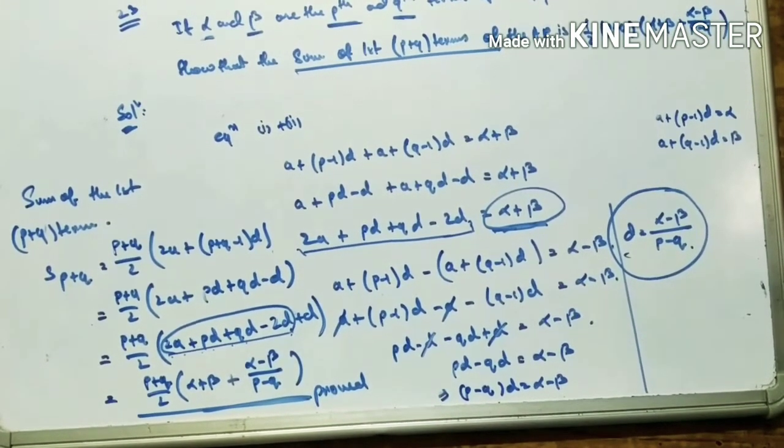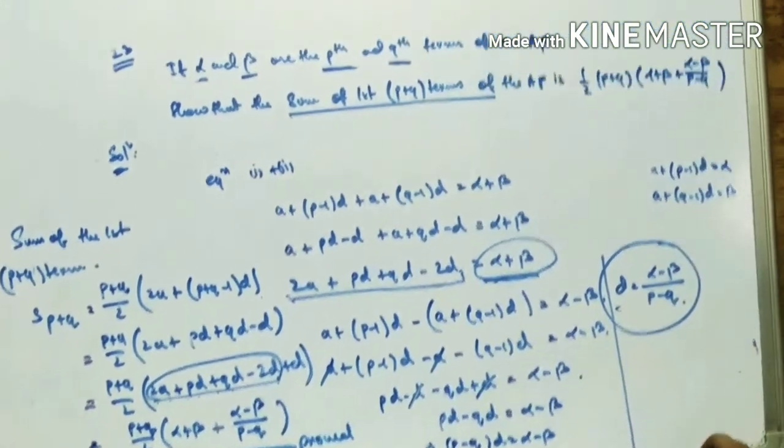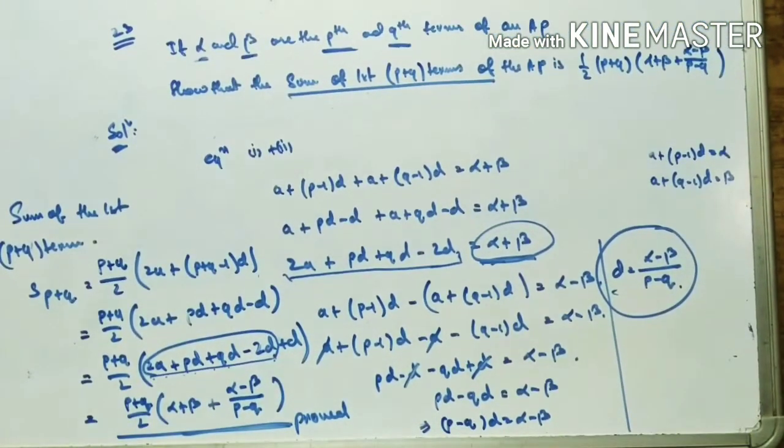So the problem sum, you look there at the solution nicely. It is easy there. If you have understood, it is very easy there. First of all, what I will have to find, first of all, it is given to me that alpha and beta are the pth and qth terms of an AP. I have to show that the sum of the first P plus Q terms of an AP is half (P plus Q) into (alpha plus beta plus (alpha minus beta) by (P minus Q)). This one I will have to prove.